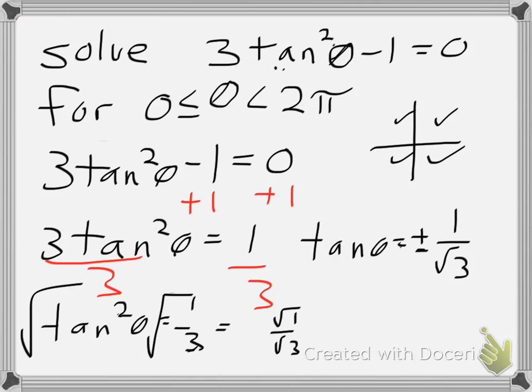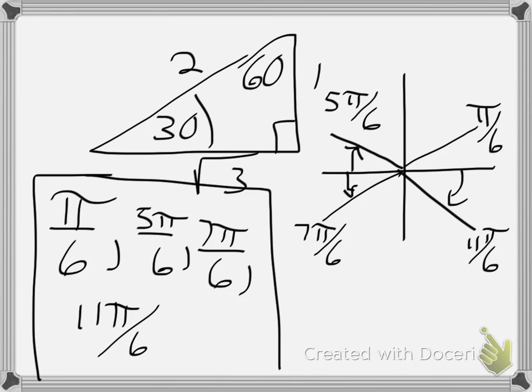So again, I want to solve my original equation as if the tangent squared were a variable. Take note of what quadrants this implies, and then find the appropriate angle for each one.